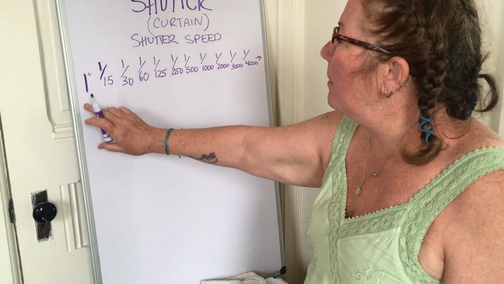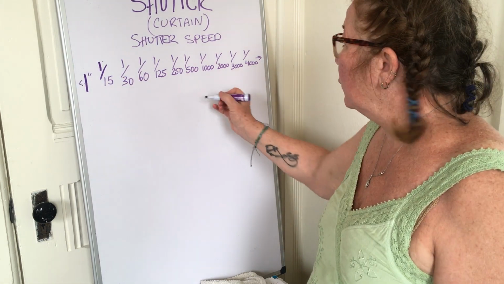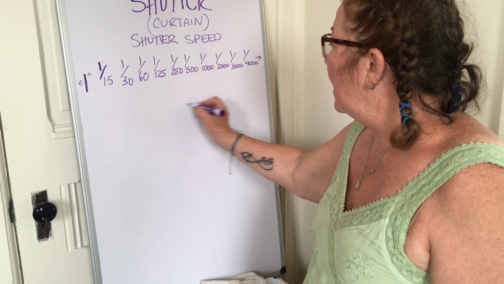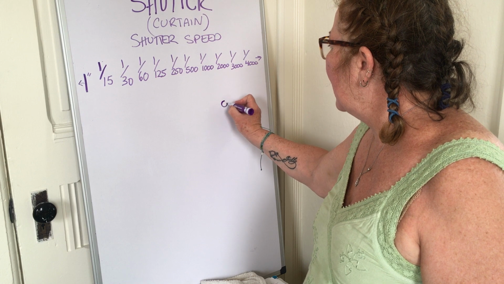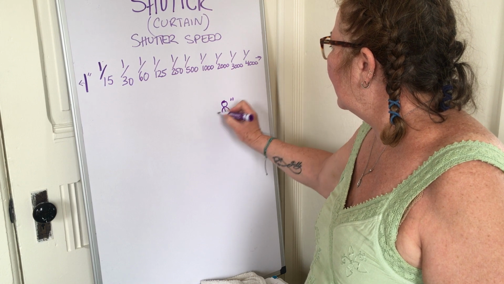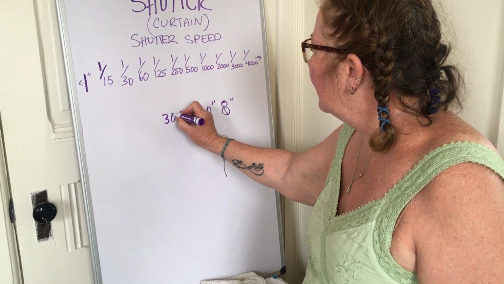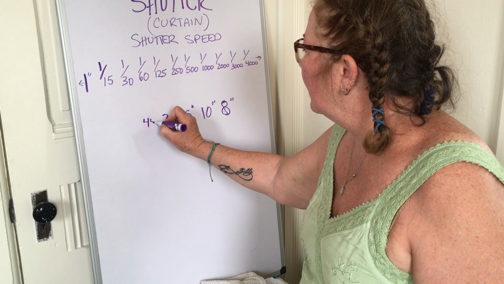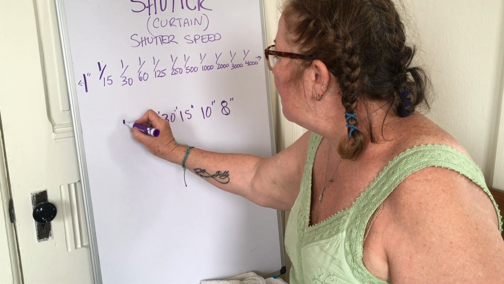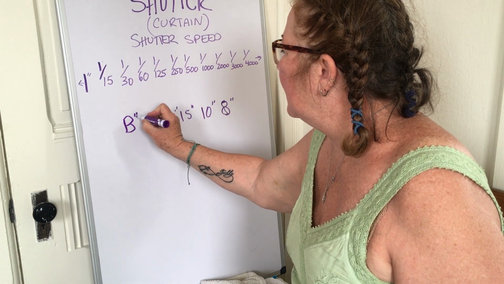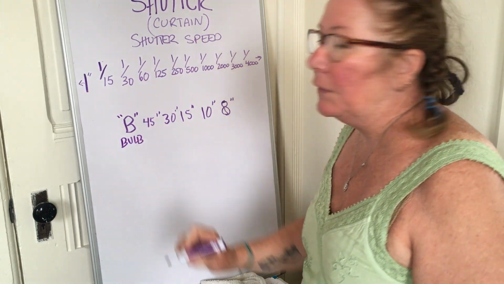So on the other side of this 1 second, you might also see some controls that will say like 10 seconds or 8 seconds. 30 seconds, 45 seconds, right? And then you'll also probably see a B setting. Most cameras these days have just the bulb setting. And the bulb setting is for long exposures.